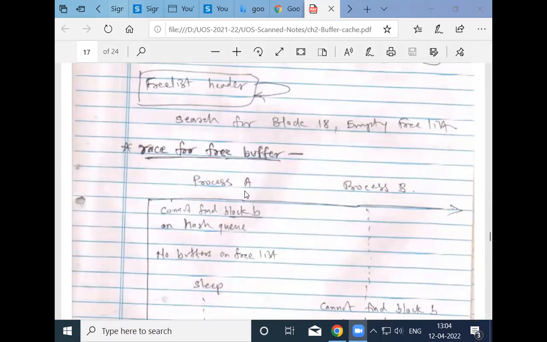जरी प्रोसेस ए पहिल्यांदा सिस्टीम मध्ये आली आहे, प्रोसेस बी च्या अगोदर आली आहे, तरी पण तो बफर ए ला नाही मिळाला, बी ला मिळाला. May be due to higher priority of process B.